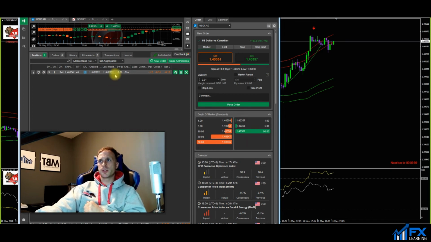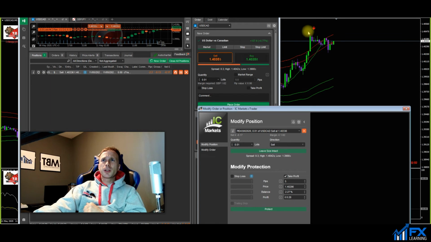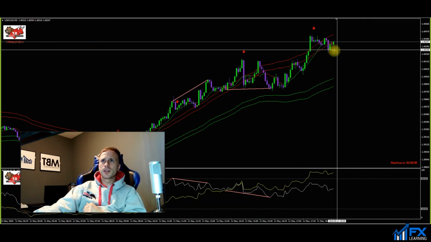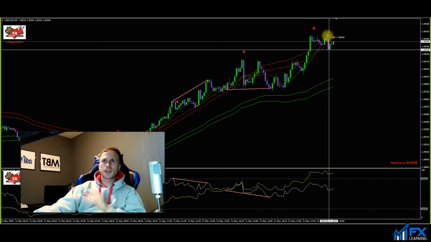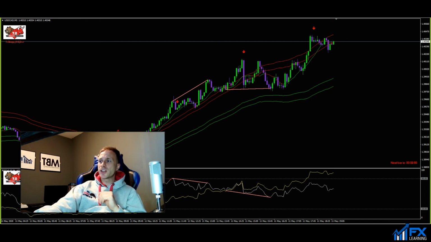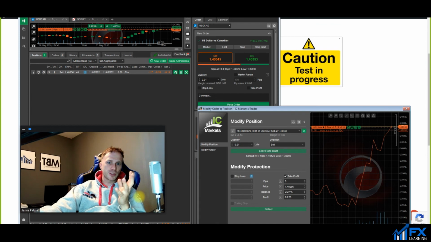I need to set my stop loss in here as well. I'm going to go with a 10 pip stop loss on this one. No, I'll probably go with around a 12 pip stop loss. So what I'm going to do is pause the video. I'll be back very soon and hopefully I'll update you on this trade.